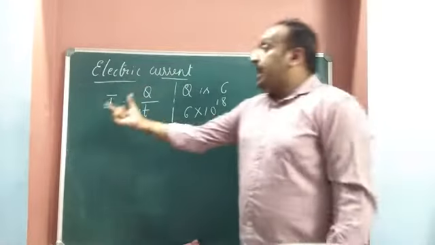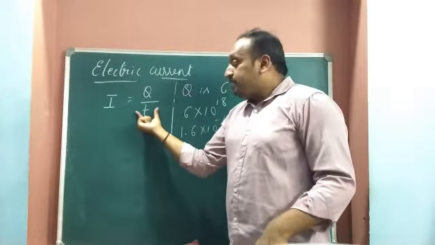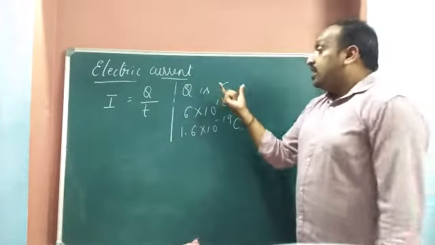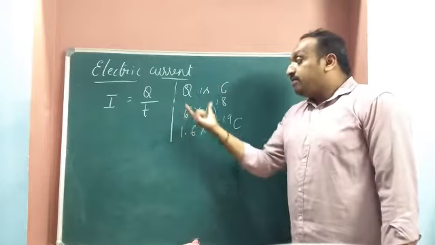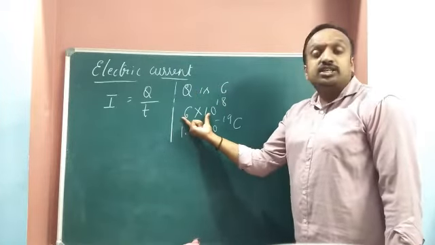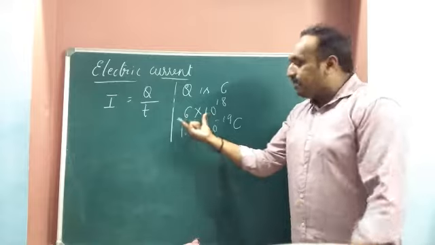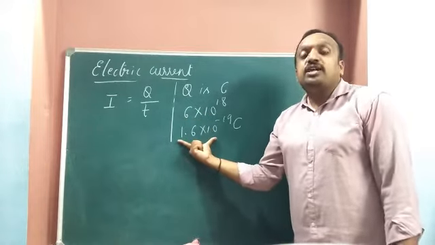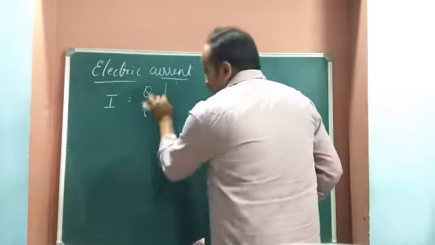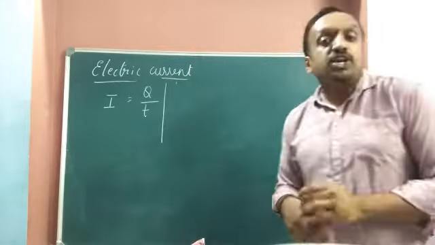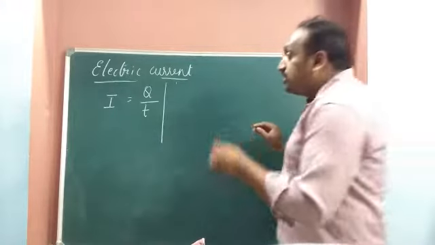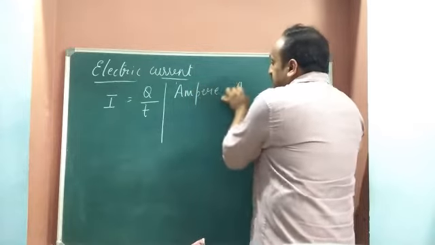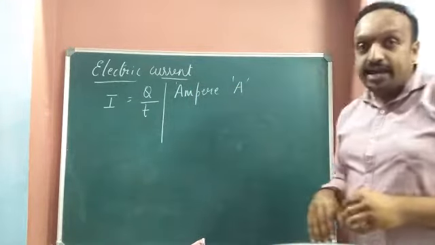I repeat, I is equal to Q divided by T is the formula to find the electric current. And in 1 coulomb of charge, the number of electrons present will be 6 into 10 power 18 nearly. Along with that one, the charge of an electron is 1.6 into 10 power minus 19 coulomb. Now, the SI unit of electric current. The SI unit of electric current is ampere, represented with capital letter A.